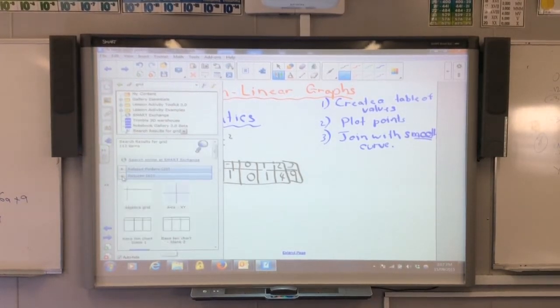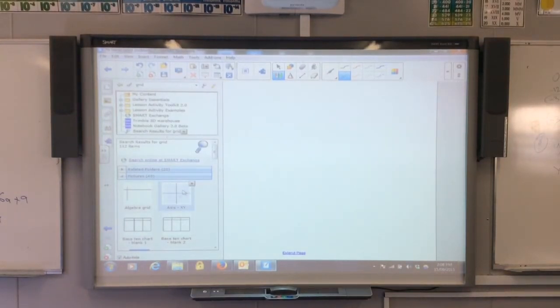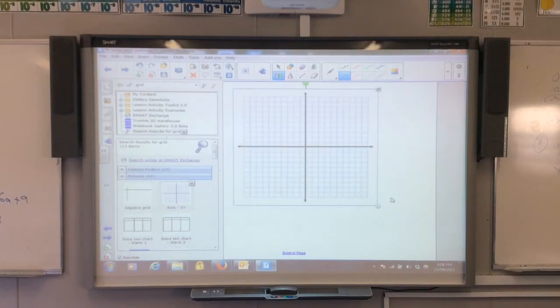You're supposed to have grid paper. Mine's not English, look. It says the word math in the front of it.